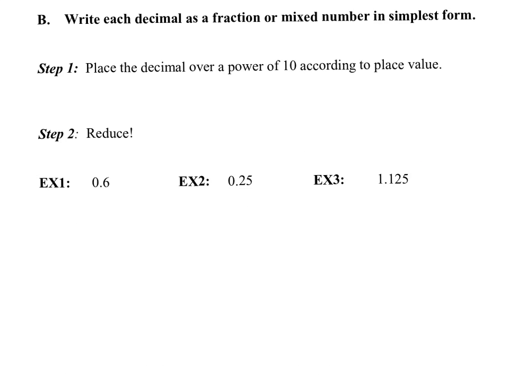In section B, we are going to write each decimal as a fraction or mixed number in simplest form. For step 1, place the decimal over a power of 10 according to the place value. And then of course, step 2, you need to reduce, and that simply means simplify. You need to simplify your fraction.